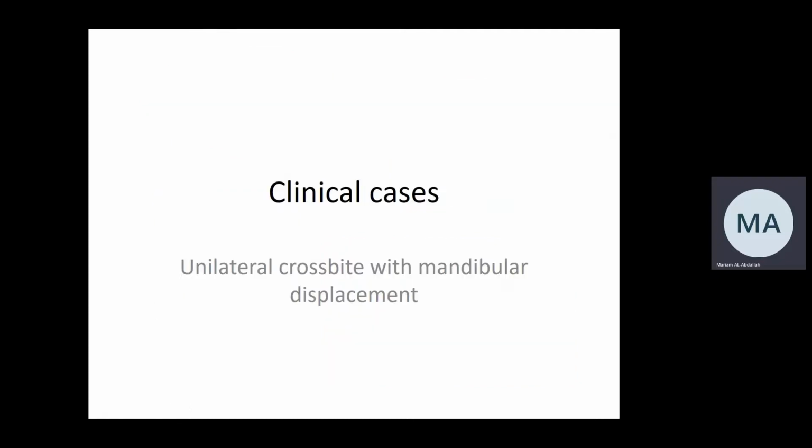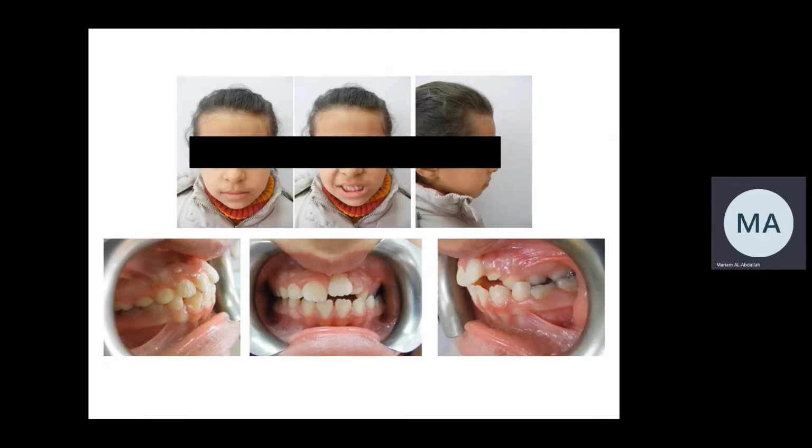Another case is the unilateral crossbite with mandibular displacement. Unilateral buccal crossbite with mandibular displacement. So this is a patient with a crossbite on the left side. You can see the mandibular displacement and the facial asymmetry. And the patient is in the mixed dentition. So the appliance of choice to correct this problem is to have a midline expansion screw to push the teeth across the bite.